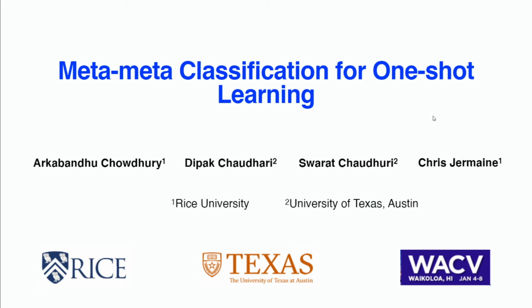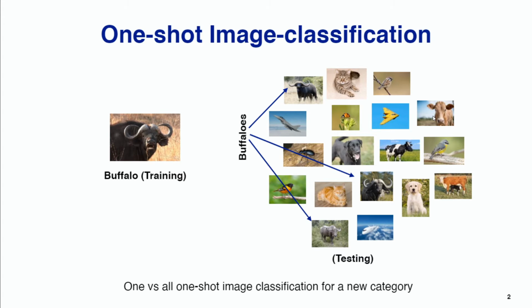In our work, the one-shot learning example is image classification. So here is an example of one-shot image classification. We have one example of training data. Here is an example of buffalo. And then we have multiple examples of buffalo as well as other categories for testing. So this is an example of one versus all one-shot image classification.